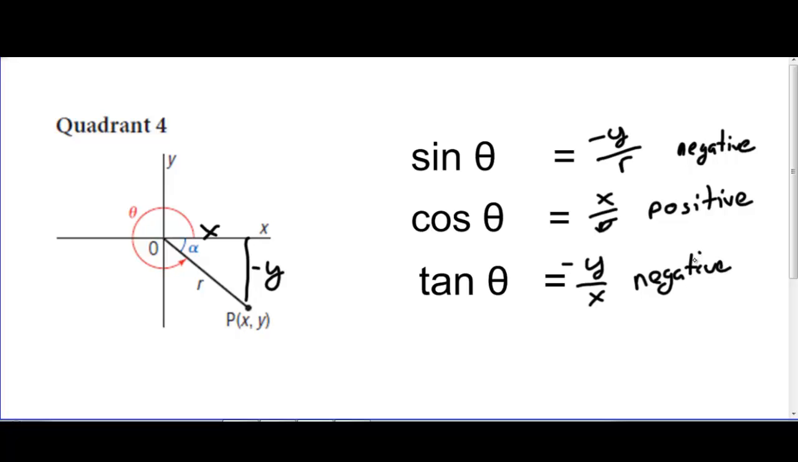In all of our calculations, we took x squared plus y squared to get r squared. And because even if y or x is negative, it's going to turn out to be a positive when we square it, r will always be a positive value. So you can never have a negative value for r. You can only have a negative value for your x if it's on the negative x-axis, or the y if it's on a negative y-axis.